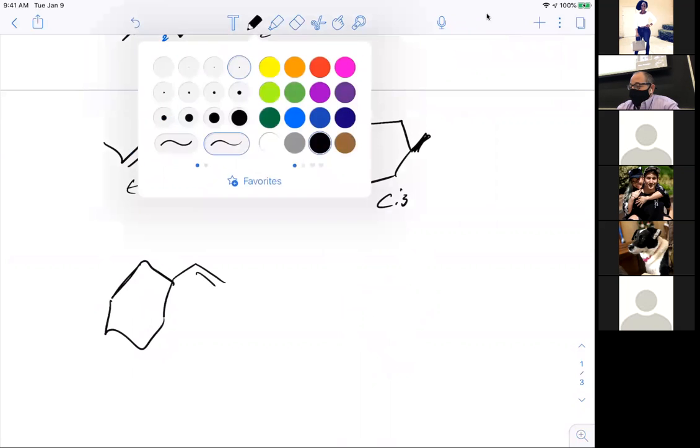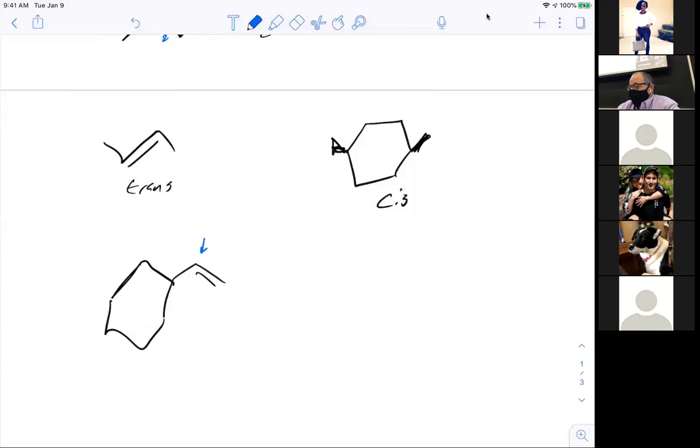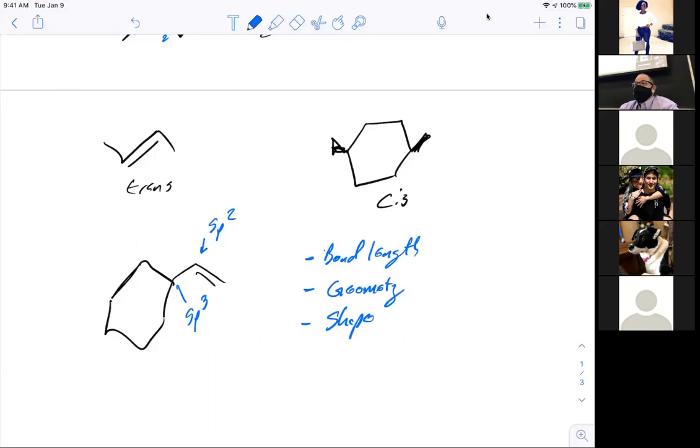Okay. You also need to know your hybridizations, and the things that go along with that. So bond length, geometry, shape, and geometry and shape are slightly different things, right? Geometry is the geometry of the hybridization, where the shape is where the atoms are in space, right?